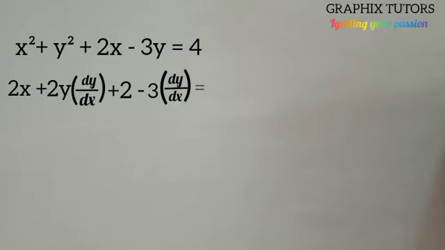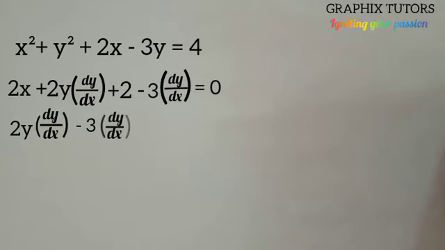Now, equals to, whenever you differentiate a constant, you'll be having 0, right? So equals to 0. Now, you're going to collect like terms. Bring all the expressions that have the dy/dx together. So I'll be left with 2y dy/dx minus 3 dy/dx plus 2x plus 2 equals to 0. Now, if you look at 2y and 3, they have something in common, and that is the dy/dx.